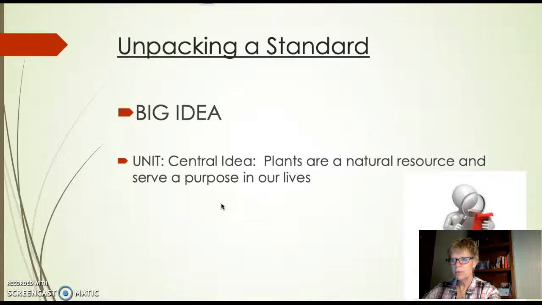The big ideas will relate to the grade 3 unit coming up during my clinical. The purpose of this unit is to inquire into rights and responsibilities in the struggle to share finite resources with other people and with other living things. The central idea here is that plants are a natural resource and serve a purpose in our lives. So students will create a poster describing the process a plant might take from nature to product.